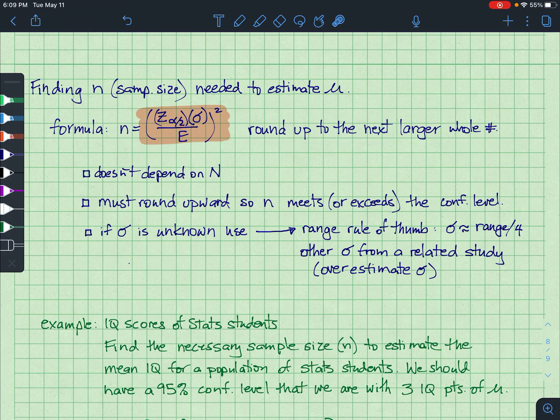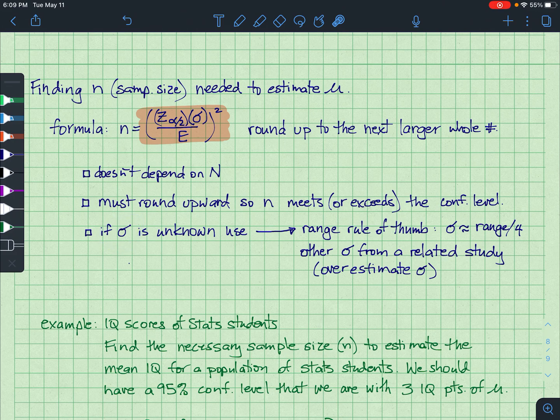Important. Notice this does not depend on the total population. It only gives us the sample size, regardless. Make sure that you always round up.